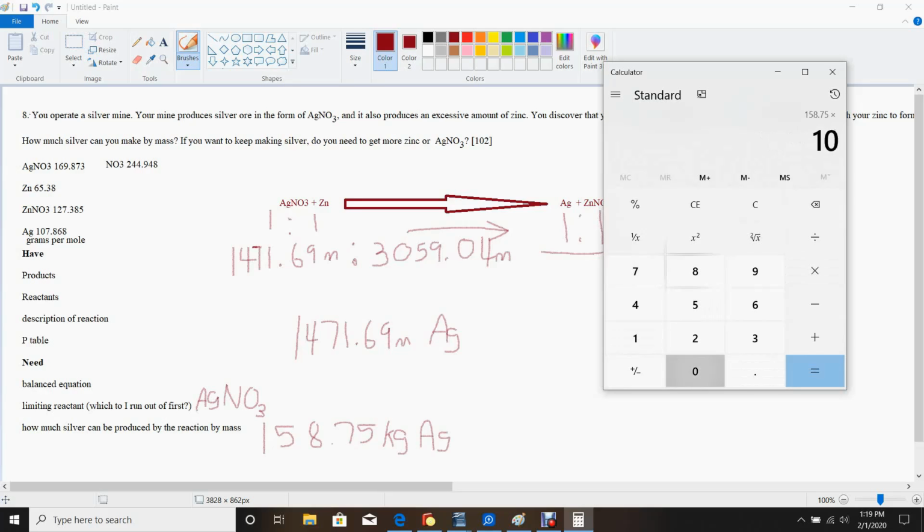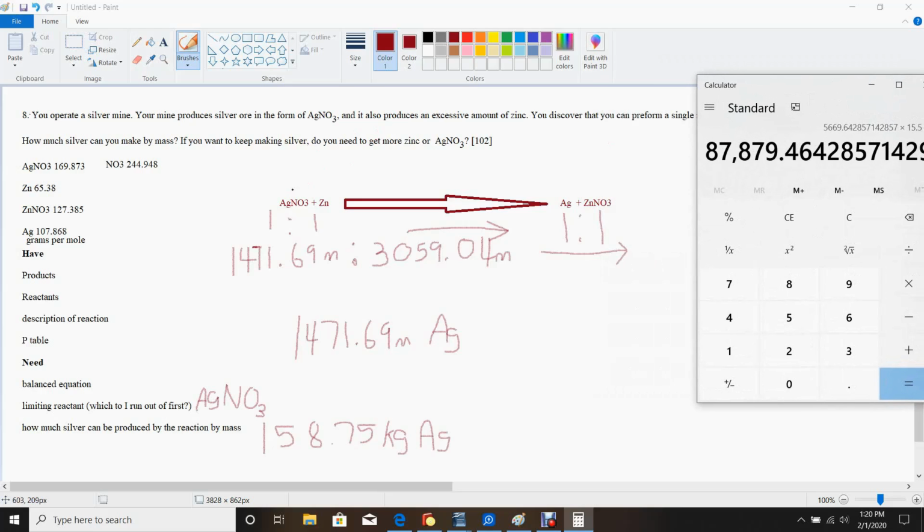Times that by 1,000. That's how many grams we had. And then I said there's 28 grams in an ounce. So divide that by 28. That's how many ounces of silver, and it's $15.50 per ounce. $87,879 worth of silver came out of your mine. Good job. Good thing you figured out that reaction so that you could purify your silver, because it was in the form of useless AgNO3.